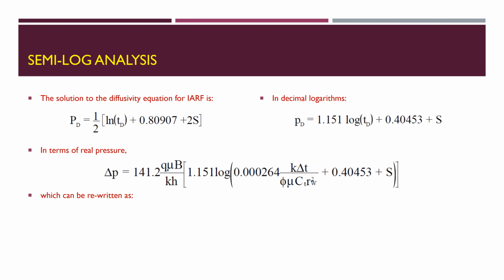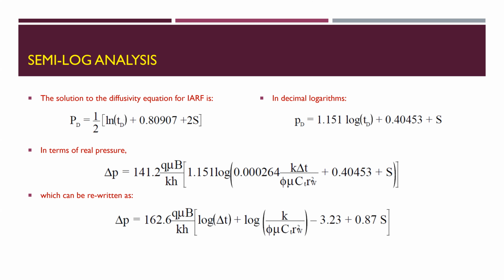If we replace the dimensionless pressure and dimensionless time with the real ones, the equation will take this new shape, which can be rewritten. Instead of this K times delta T, we can split both of them from each other by considering only log delta T, and keep the other parameters as they are. This will be the final form that represents the semi-log technique that we are using to identify what we call IARF. IARF stands for infinite acting radial flow.